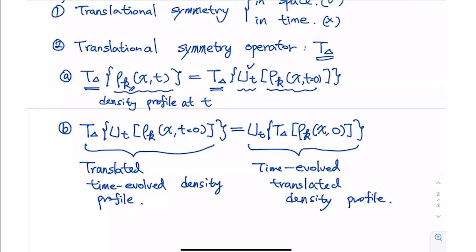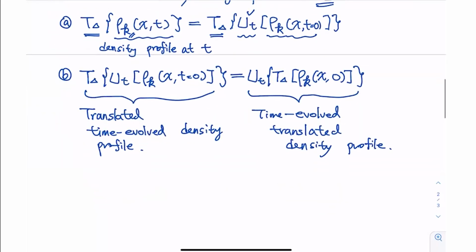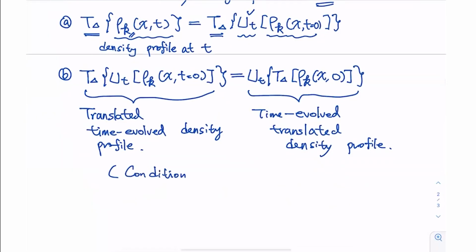So you can evolve your density profile somewhere here, and it should be equivalent to starting from this initial configuration, shifting it to somewhere else, and then releasing it and letting it evolve. Those two things are equivalent. That's basically from the fact that our system is translationally invariant. Okay, so this is basically the condition. Translation symmetry.